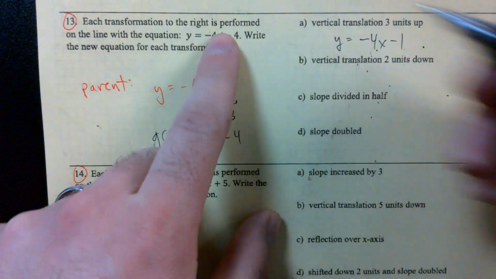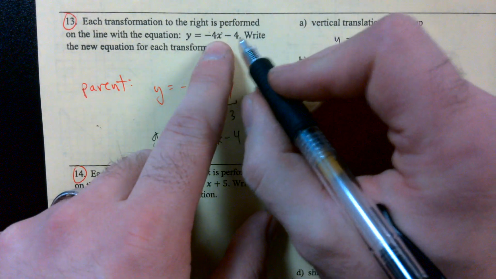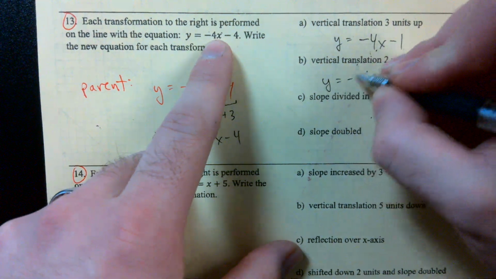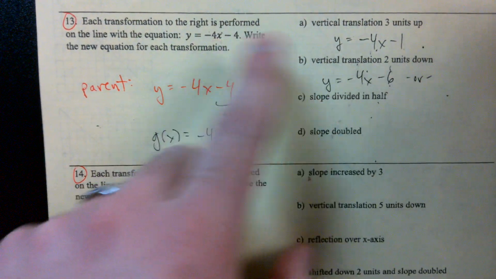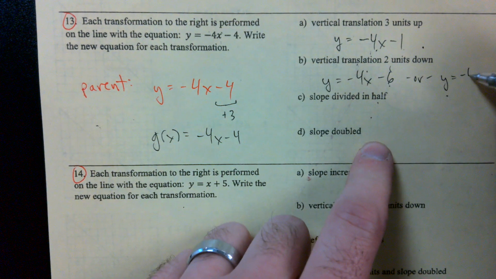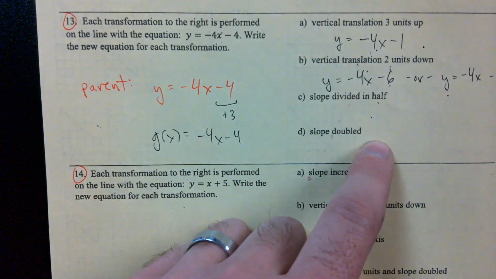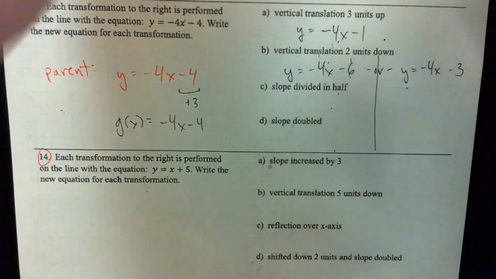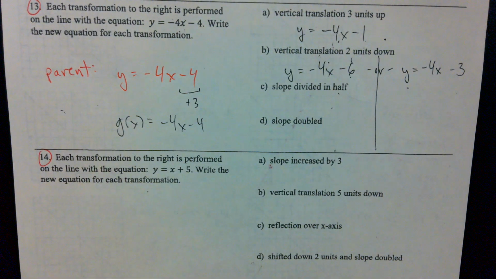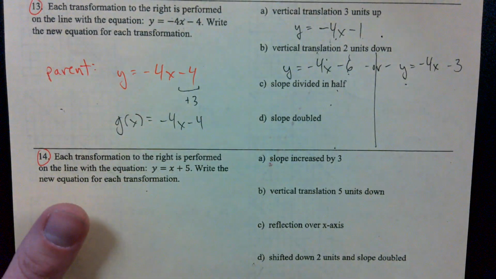So if I'm going back to the parent function, 2 units down means I'm subtracting 2 from there. I get negative 4x minus 6. Now, if you went from a, it would be y equals negative 4x minus what? 3. 3, right? So either one is fine. I will make sure the test is definitively specific about what you should be doing. So just make sure you know how to read.